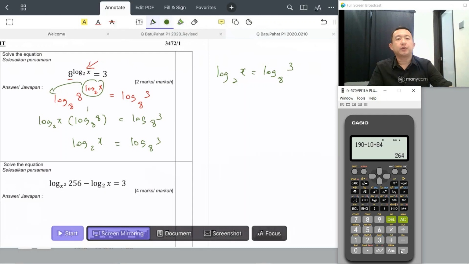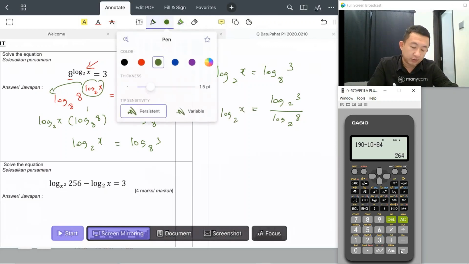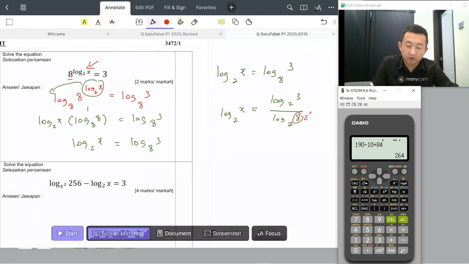So base 2, base 8. It's a bit hard, right? So change them to the same base. Log 2 3, log 2 8. So log 2 8, you know 8 is 2 power of 3. And 3, bring it front, log 2 2, you have log 2 3 divided by 3 equals to log 2x.